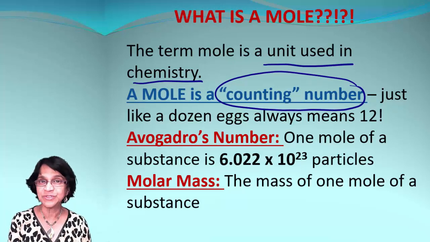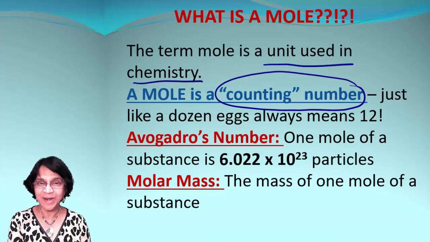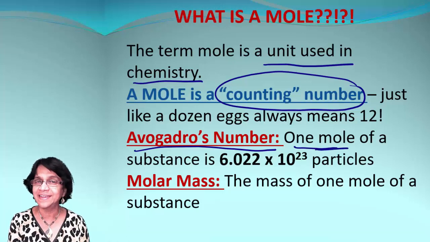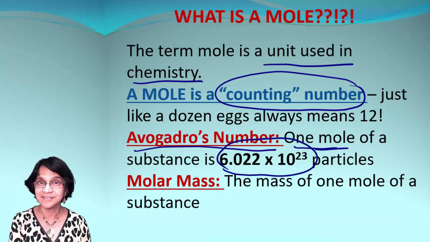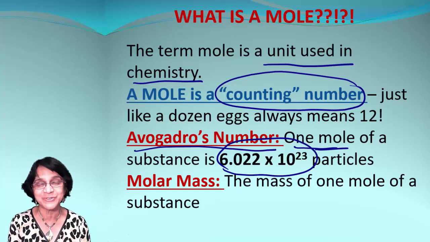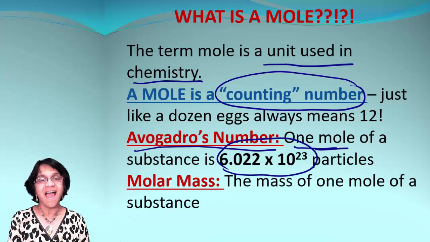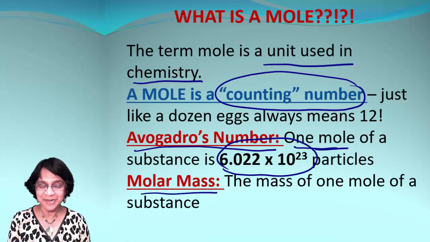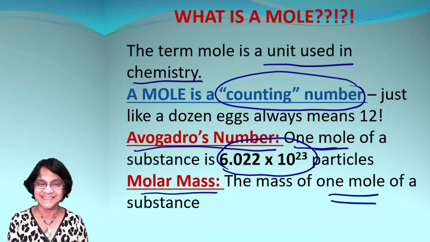There are also some new terms you'll be learning in this unit. One of them is Avogadro's number. I call it sometimes avocados. So Avogadro's number tells you that 1 mole of any chemical substance will always be equal to this many particles, which is 6.022 × 10^23 particles. And it also talks about something called molar mass. And what is it? The molar mass is, of course, the mass of 1 mole of a substance.